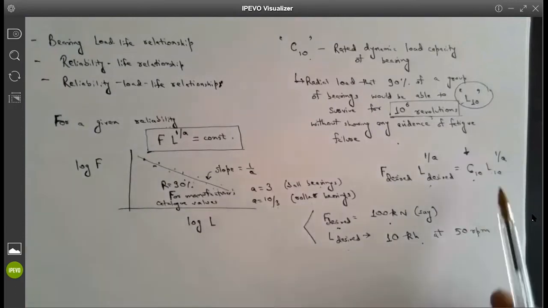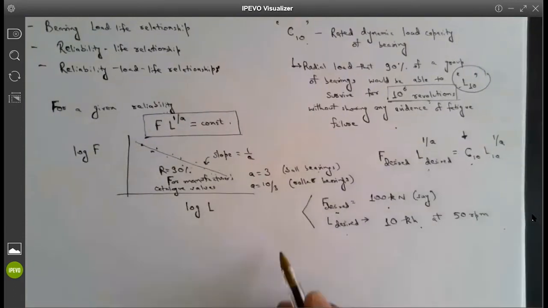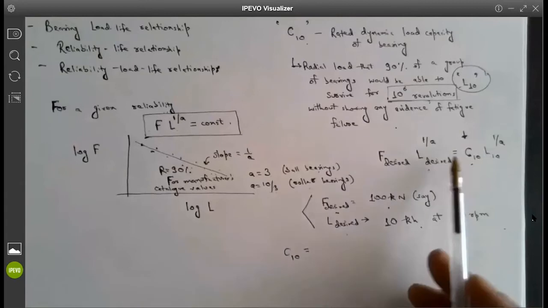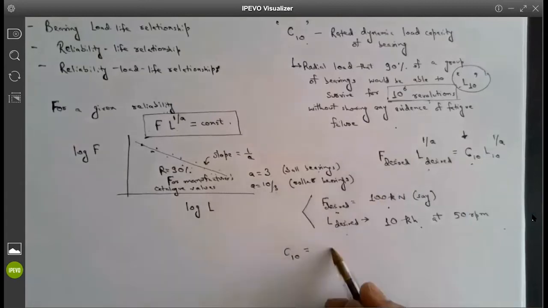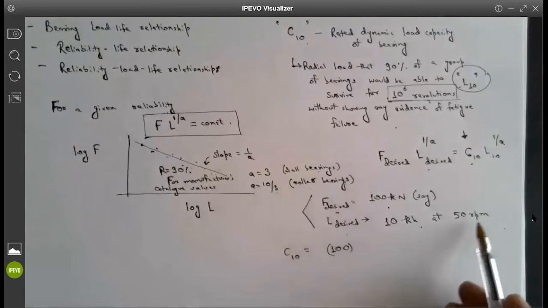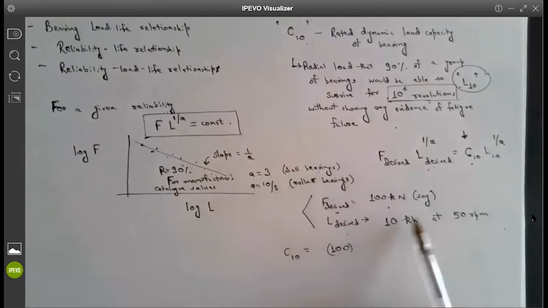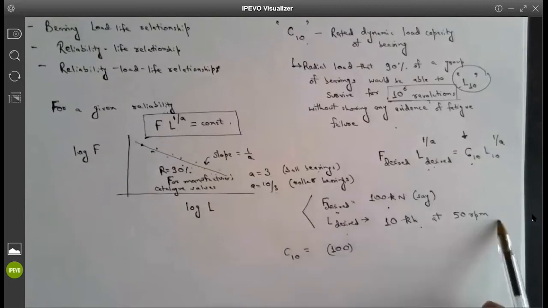If I use this relationship, let's do it together. And I would highly suggest you guys to do this yourself, otherwise you will not understand or get the feel of the numbers we are working with. So F desired is 100 kilonewtons, so let's say that remains as it is. And L desired is 10 kilo hours at 50 RPM. So we have to convert this requirement into number of revolutions. How many revolutions would it be if this is the requirement?